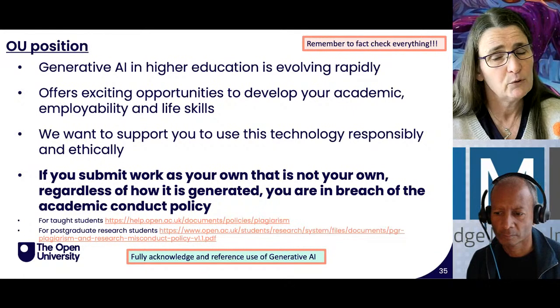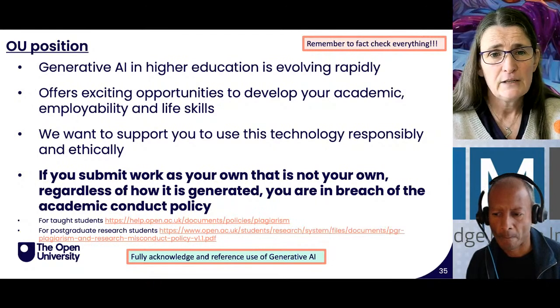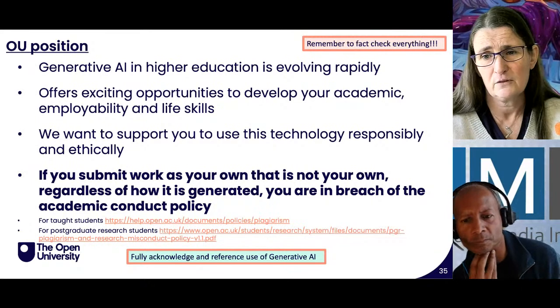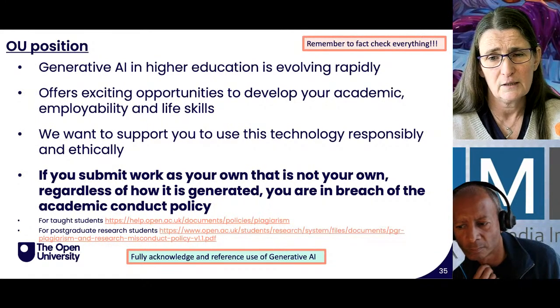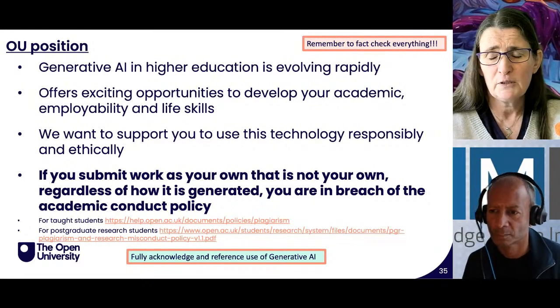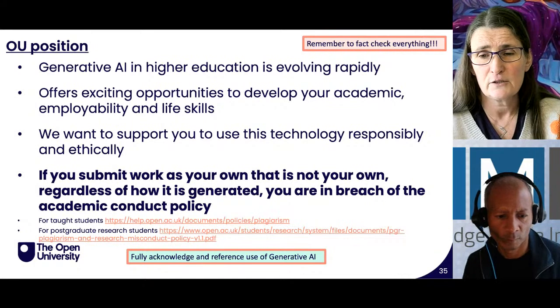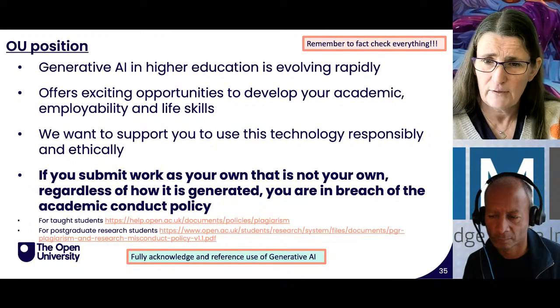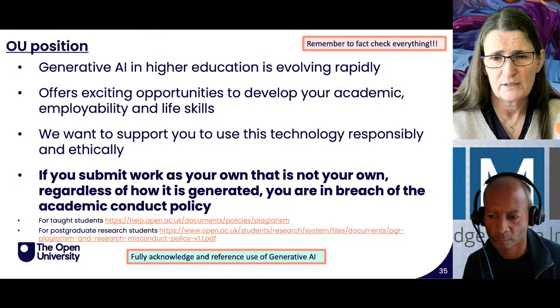So I do have to point out, and it is in big bold letters here, if you submit work as your own that is not your own, doesn't matter whether you got your aunt, your uncle, your neighbor, or a computer to do that for you, you are in breach of the academic conduct policy. We have an academic conduct policy. I'll come on to that in a little bit more detail. It already included artificial intelligence. That means generative AI as well. So you need to make sure that you use it responsibly. And we'll come on to that in a little bit more detail.